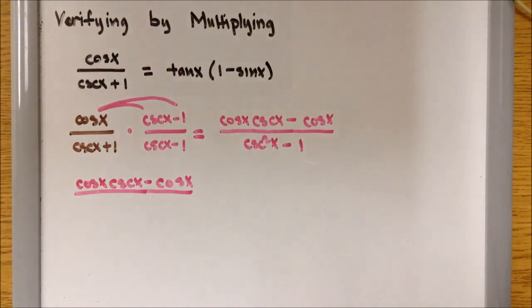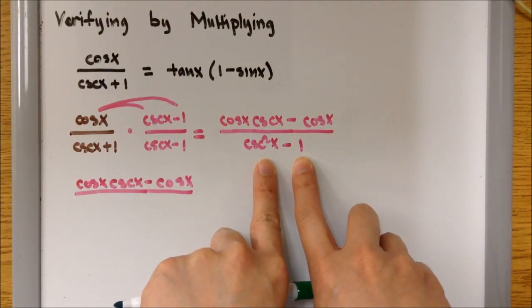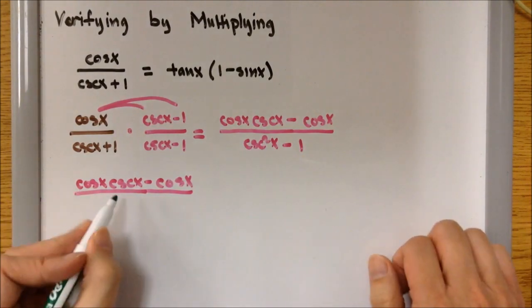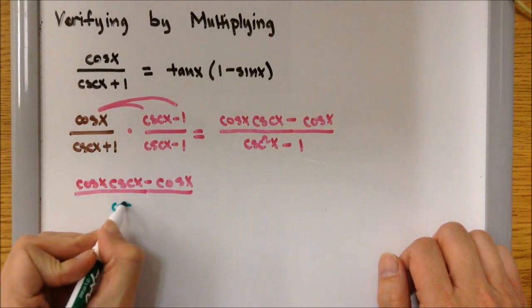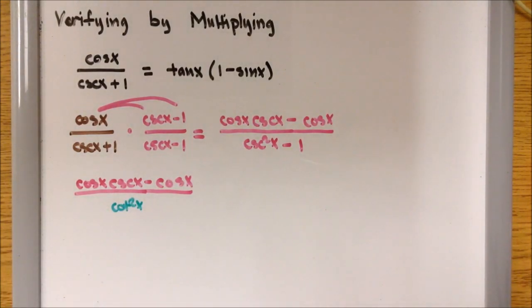Now again, cosecant square of x minus 1 is a Pythagorean identity that we can use. When you identify which Pythagorean identity and then you simplify where cosecant square x and the 1 are together, that will become cotangent square x.